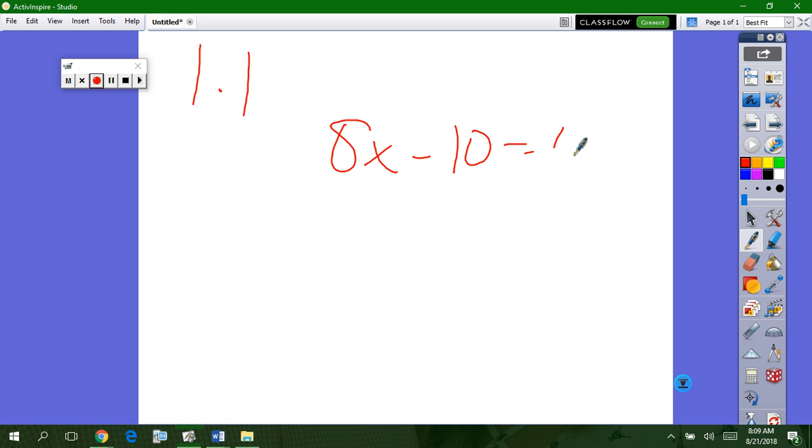All right, it's very simple. Just starting out with linear equations, solving linear equations. So 8x minus 10 equals 6. Our goal is to do what? Get x by himself. And how do we know that we're actually solving something? Because it's equal to something, right? It's not just an expression. This is an equation. An equation has an equal sign. So our first step is add the 10.